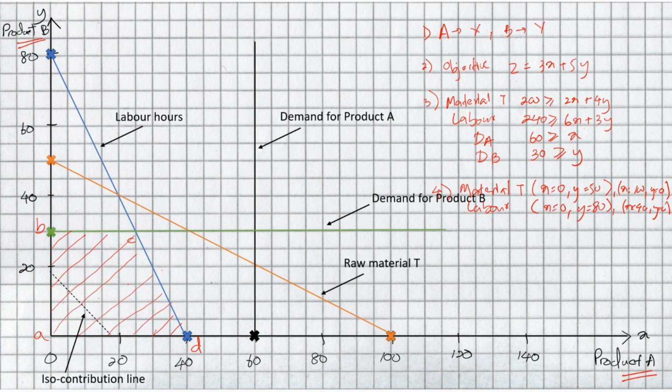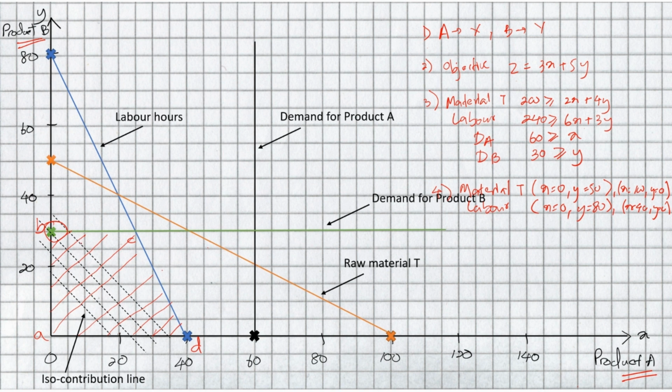Now what we have to do is move the ISO contribution line upward, parallelly, until it touches the final feasible point. So let's move up. Now it touches this feasible point. This is not what we are looking for. We are looking for the final feasible point that the ISO contribution line touches.